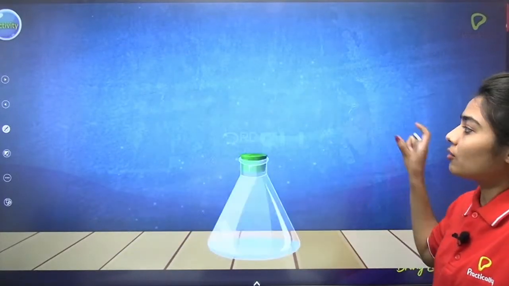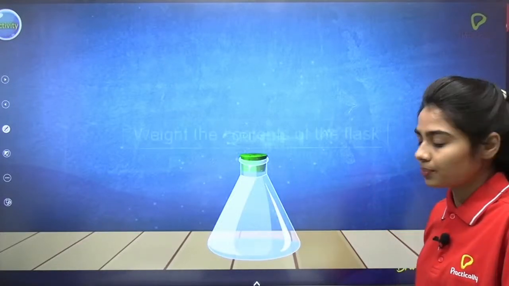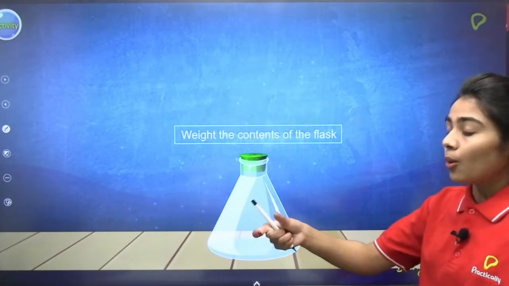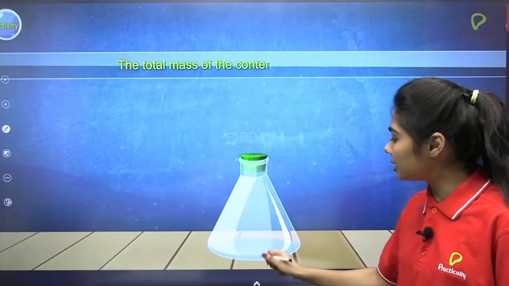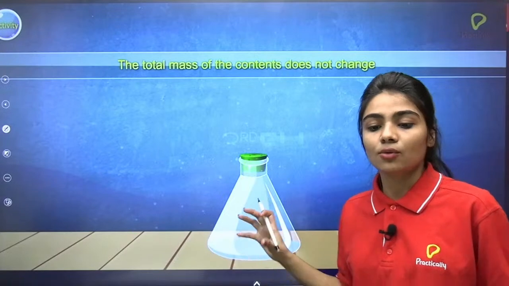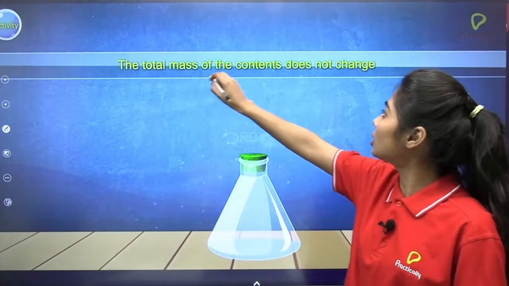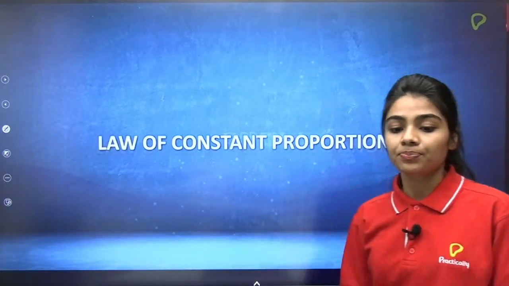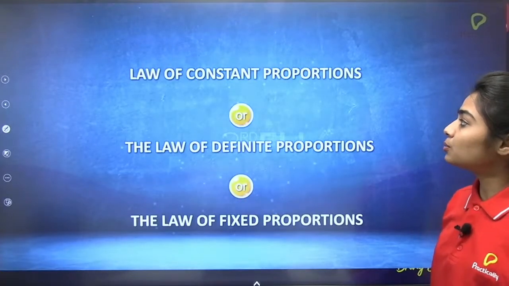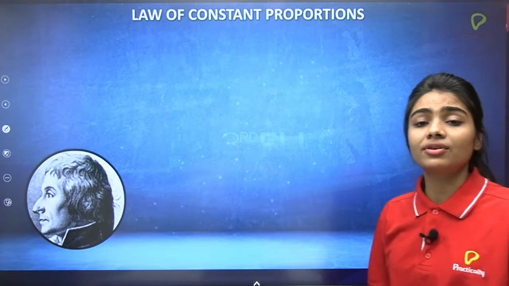Weigh the content of the flask. Now we have weighed the content of the flask and the test tube. Now we just move that flask so that the test tube will fall and the content of the test tube and conical flask will mix. Now you can calculate the weight. Then you find that the total mass of the content does not change. They remain the same. Now let's move toward the law of constant proportion, or we can say law of definite proportion.